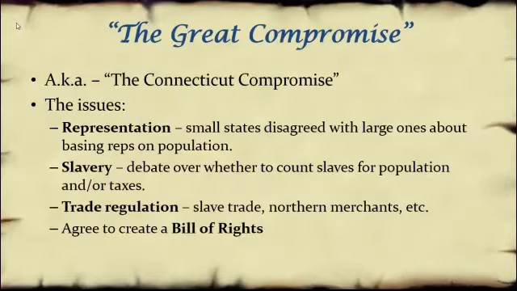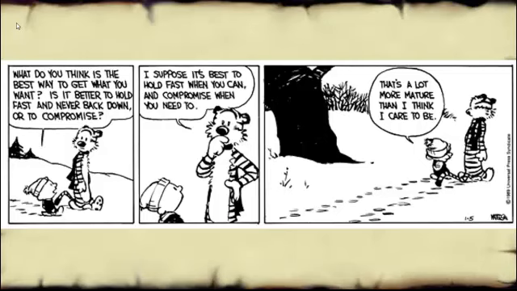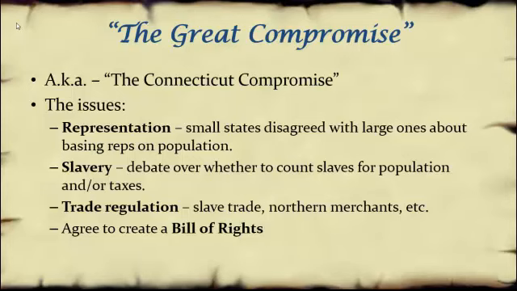So the two sides come together for a great compromise. And this is also going to be known as the Connecticut Compromise, but just know this is the compromise at the Constitutional Convention. And like our friends Calvin and Hobbes said, both sides are going to try to hold fast where they can, but they're also going to compromise where they need to. And so the issues at stake are representation, slavery, and trade regulations. Now, slavery isn't the debate over whether or not there should be slavery. It's the debate over whether or not to count slaves as part of the population.